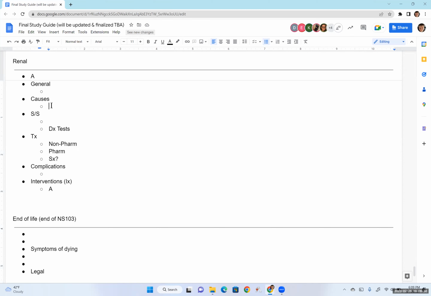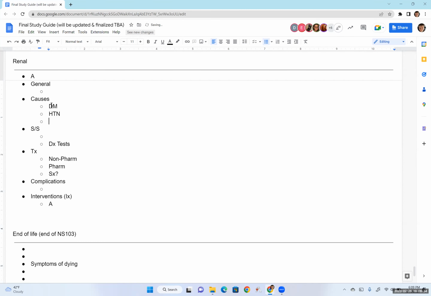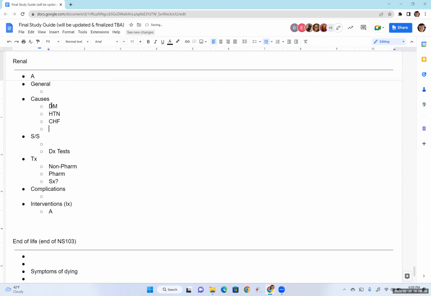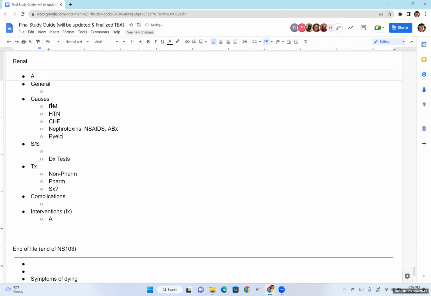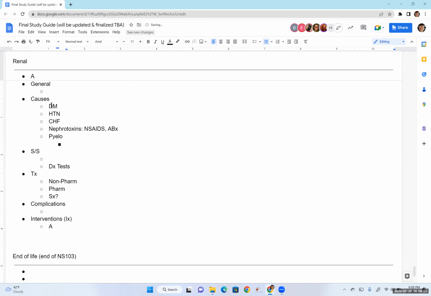So general causes: we have our DM, hypertension, right? What else? CHF can cause it. You've got NSAIDs, nephrotoxins. Yeah, pyelonephritis can do it. We're doing a pyelo section here. We're going to do pyelo, and we have causes.